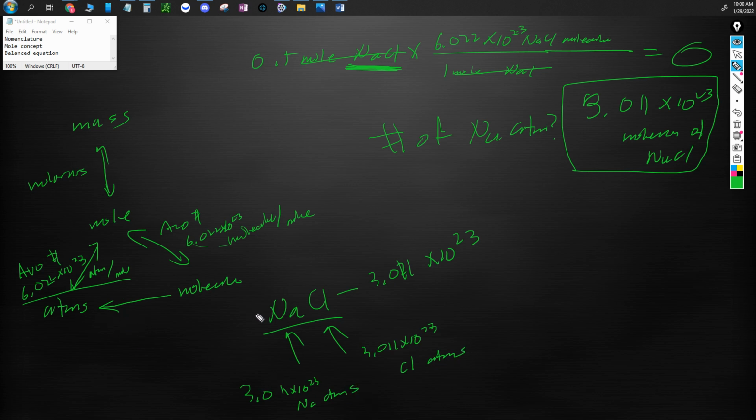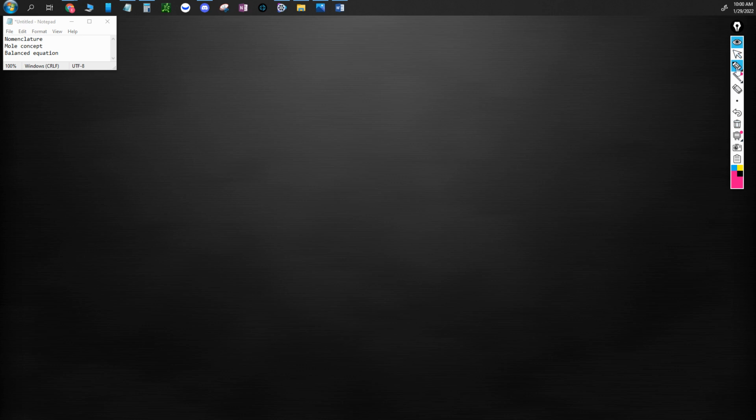Okay, so we should be able to go from here, to here, to here, all the way back by using this basic concept of mass to moles to atoms and molecules. So have a little habit of drawing this, and it will make your life a little easier when you're kind of mixed up. Another easy one that we can also finish is a balanced equation. It's not that hard a concept. That's just a very simple one.